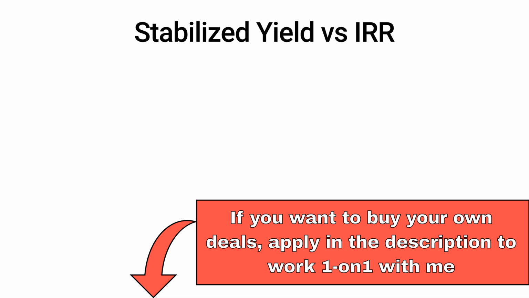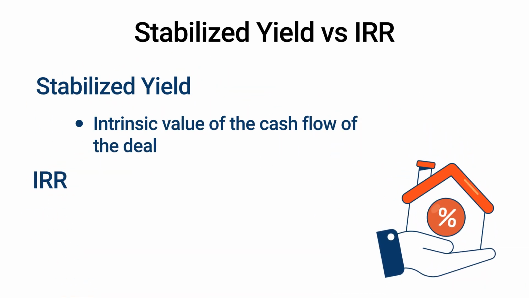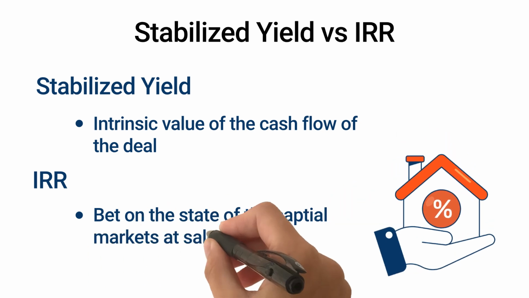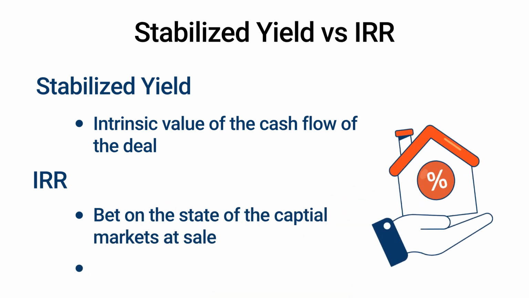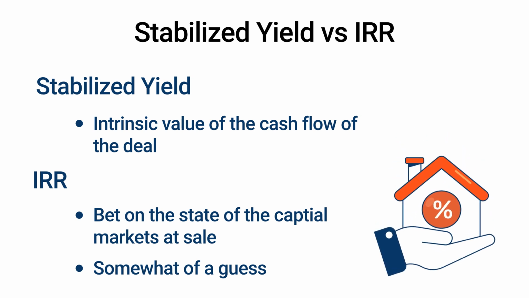Stabilized yield is a more important metric than IRR because it displays the intrinsic value of the cash flow, whereas IRR is a bet on the state of the capital markets based on the debt financing available at sale, as well as the cap rates at sale, which basically makes it somewhat of a guess.